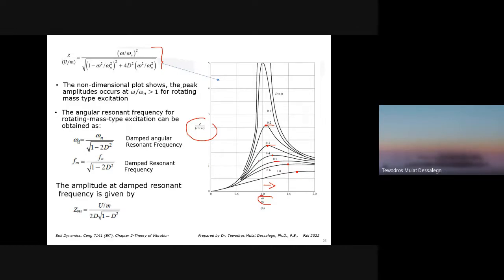The non-dimensional plot shows the peak amplitude occurs at omega by omega n greater than 1. So the peak amplitudes you see happening at a frequency ratio greater than 1. The angular resonance frequency for the rotating mass type, you can resolve this. The damped resonance frequency is the undamped frequency divided by the square root of 1 minus 2 d squared. The peak values happen at frequency fn divided by the square root of 1 minus 2 d squared, where fn is the undamped natural frequency. The amplitude at the damped resonance frequency, or the peak value here, you can calculate to be U by m, 2 d squared over 1 minus d squared. It's kind of similar, but slightly changes because now the vertical motion is produced by eccentric masses rotating in the opposite direction.